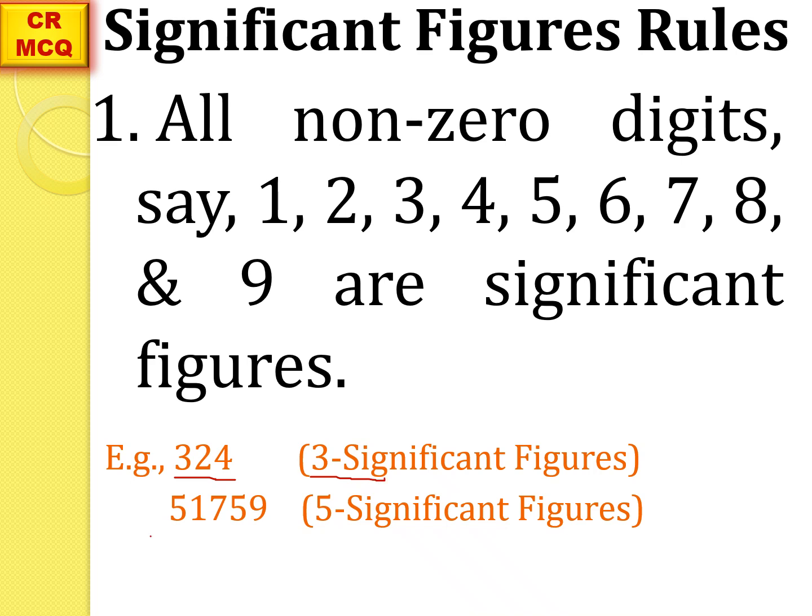In the next example, the digits given are 5, 1, 7, 5, 9. All these are non-zero digits, so all these are significant figures. Overall, in this numerical value, there are 5 significant figures.